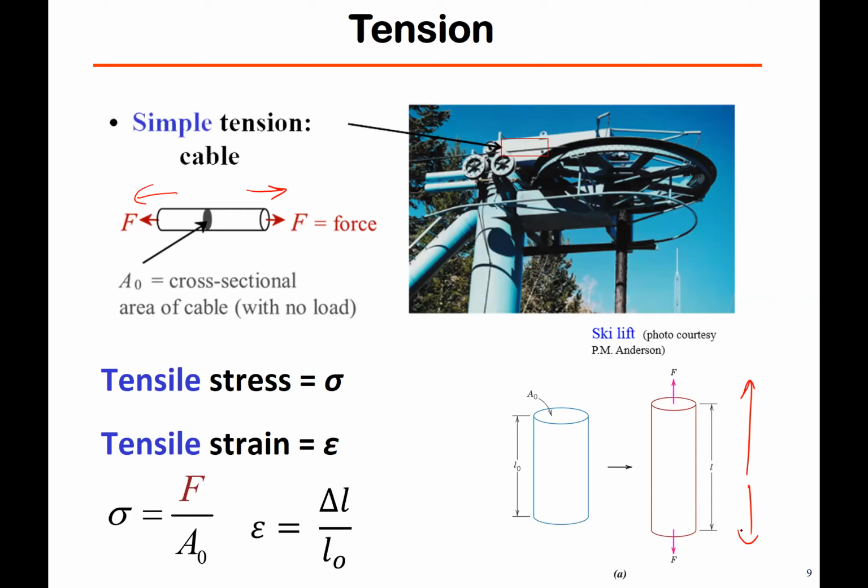The tensile stress can be computed by the force or the load that you apply to the material divided by the initial cross-sectional area. And the strain, or epsilon, is just the delta L, or the difference in the length normalized by L naught, which is the initial length.